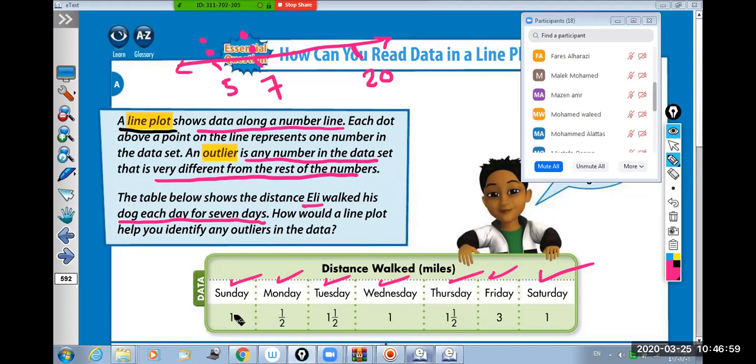And Sunday, he walked his dog how many miles? 1. On Monday, how many miles? 1 over 2, which means half a mile. So it's less than Sunday. Do you understand or not? I understand. And Tuesday? 1.5 miles. And Wednesday? 1 mile.